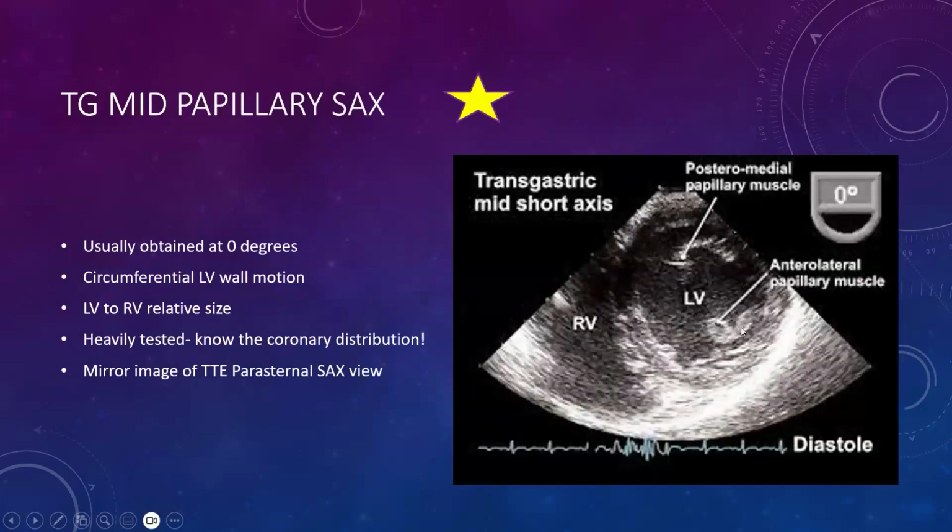But what's much higher yield is going to be your transgastric mid-papillary in short axis. So you get your anterolateral, posterior medial papillary muscles. You can see your RV. You can compare your RV to your LV size, and you see motion of your LV within all three coronary distributions, right?